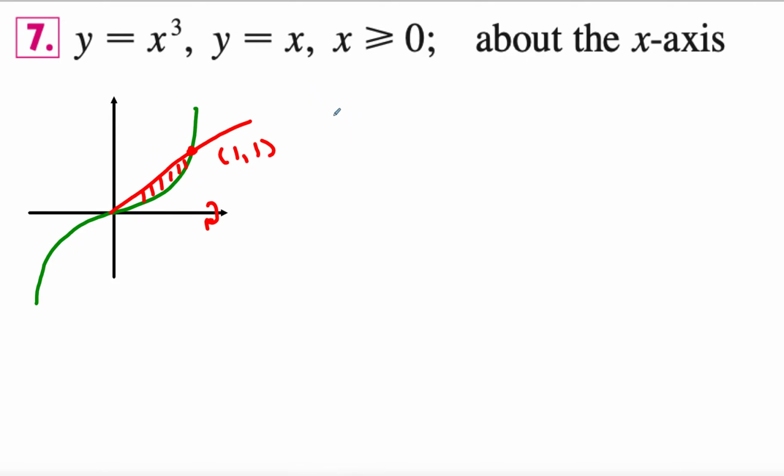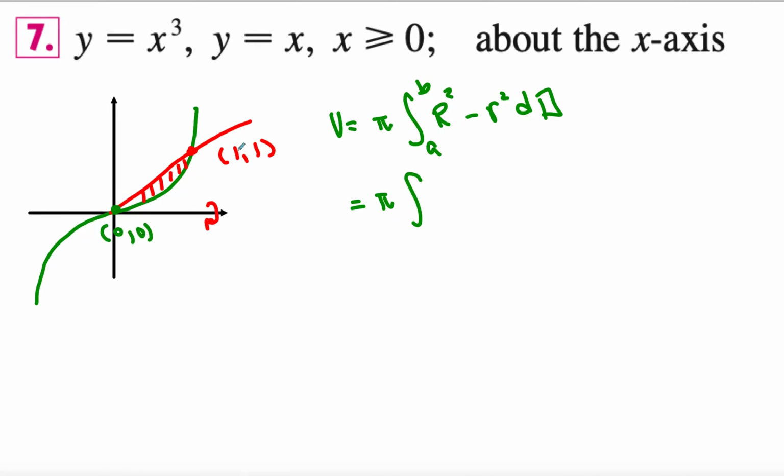So volume is found by pi, integral from a to b, of outer radius squared minus inner radius squared, d-something, in this case dx. So pi, and the starting point on the x value is equal to 0 and the ending point is 1, so we have 0 through 1. What's my outer radius? The outer radius is whatever is further away from the x-axis, which will be the red line, which I'm looking at as x, so we get x squared.